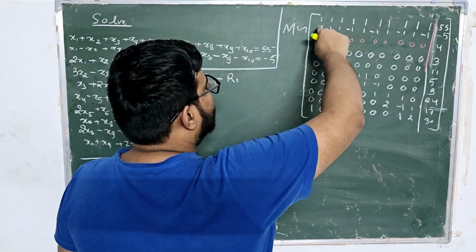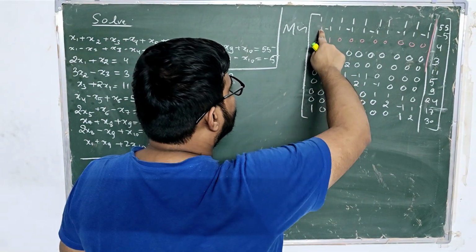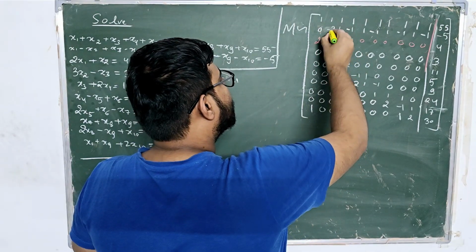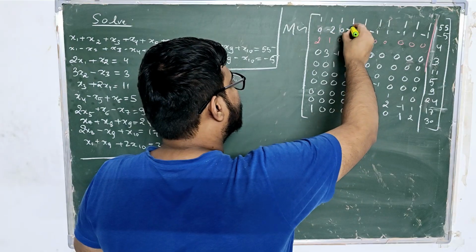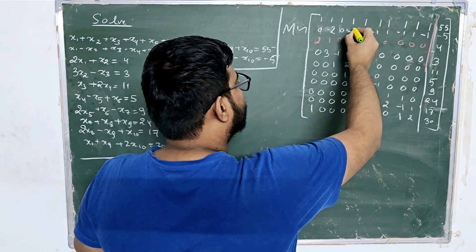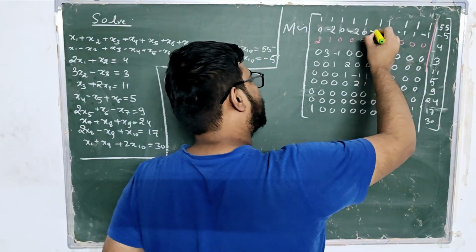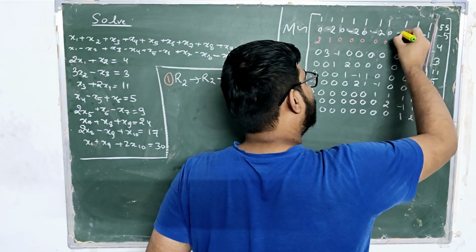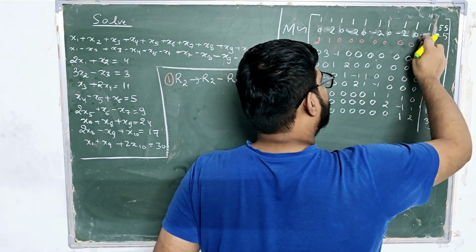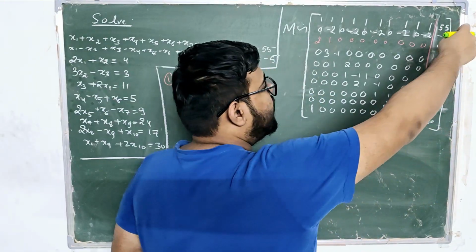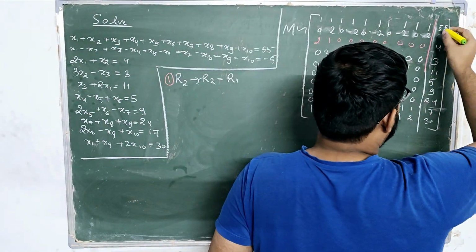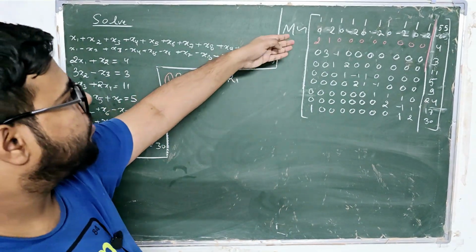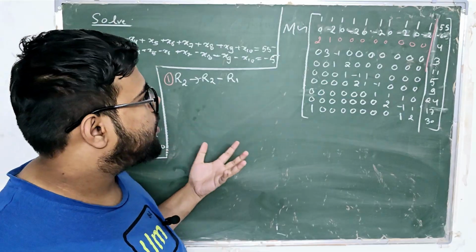Okay, so r2 minus this, so this will become 0. Now negative 1 minus 1, it will become negative 2. This will become 0. This will become negative 2, 0, 0, negative 2, 0. This will be negative 2, and this minus this, it will become negative 60. Negative 60, correct? So we have found this equation.